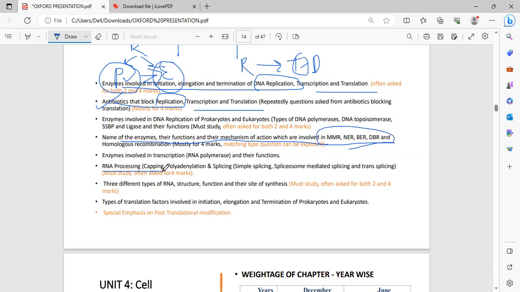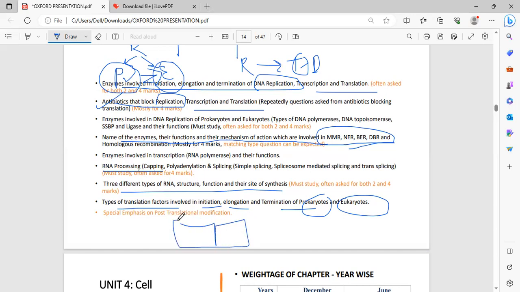Next, RNA processing, that is transcription, and different types of RNA: structure, function, and the site of synthesis. After that, the translation factors. In translation, what are the initiation, elongation, and termination steps, both in eukaryotes and prokaryotes. The simple way to study this entire chapter is in a tabular form.